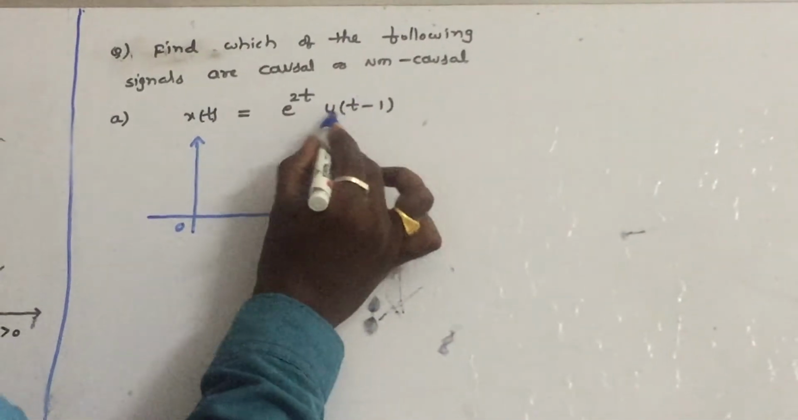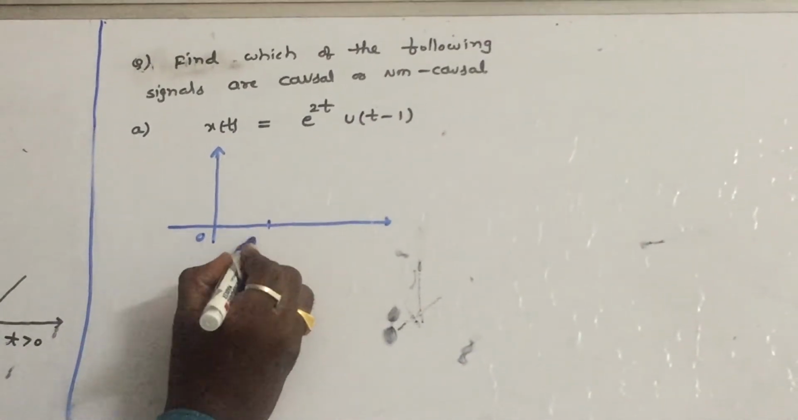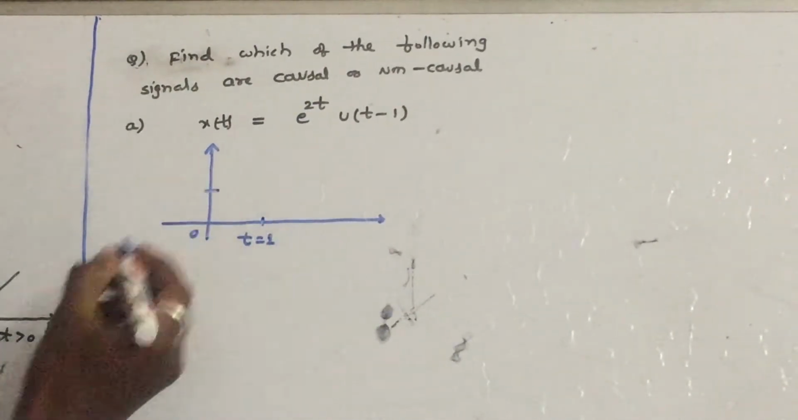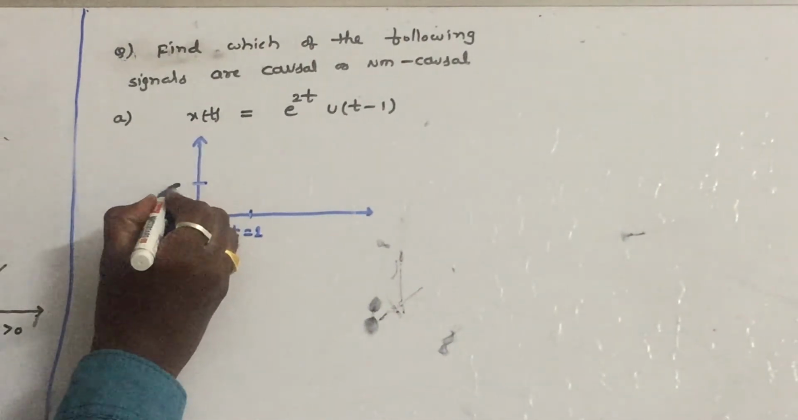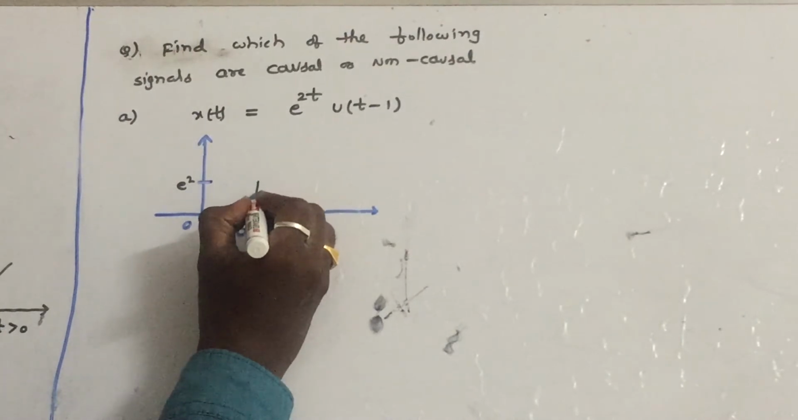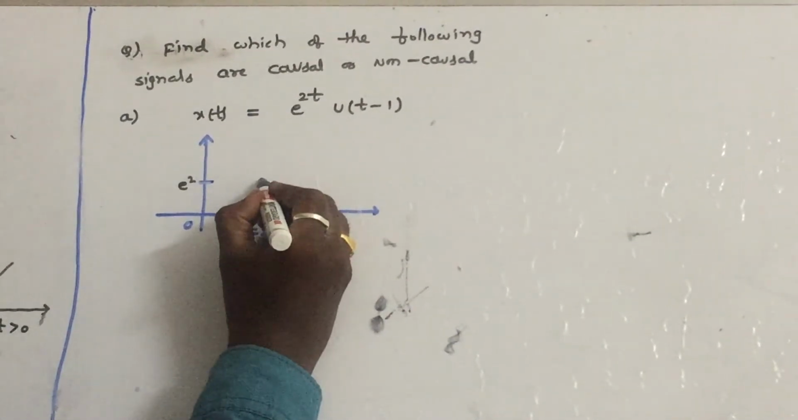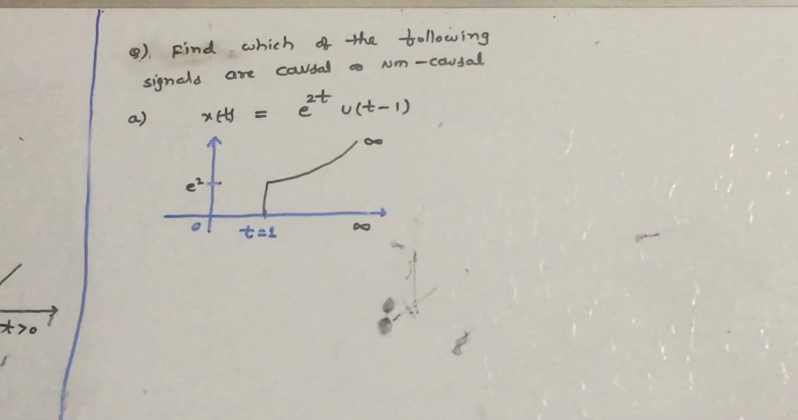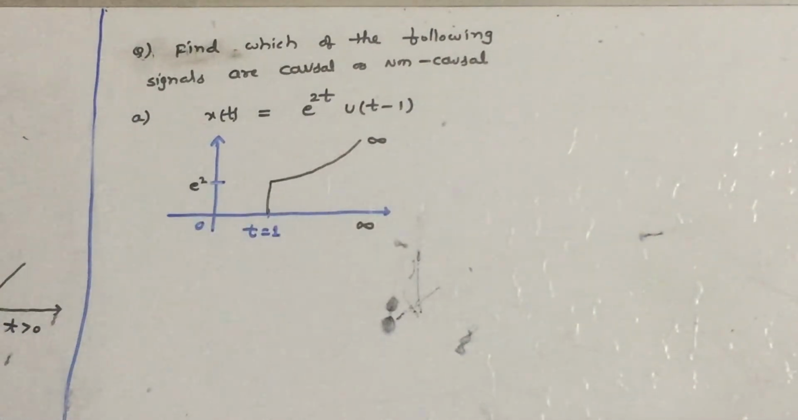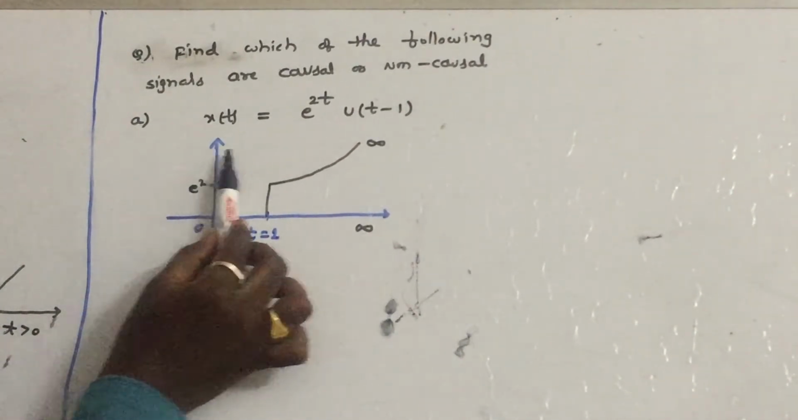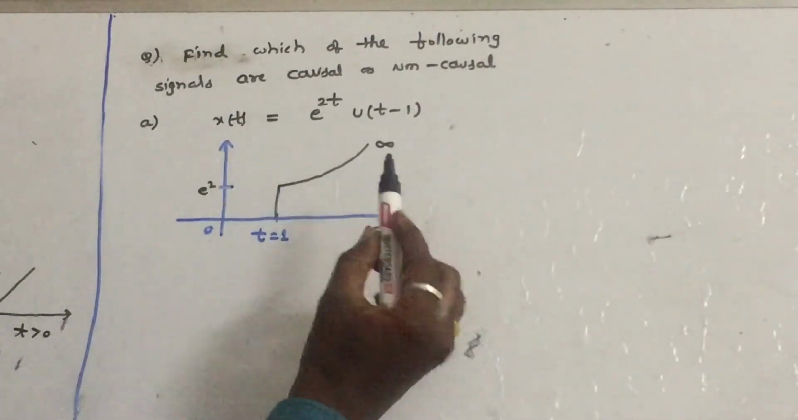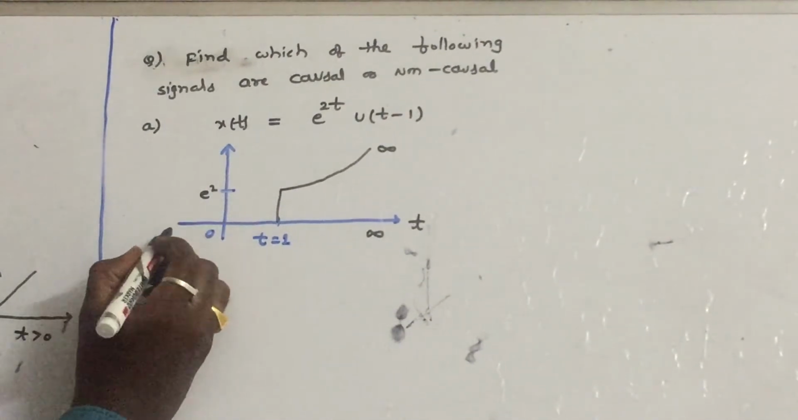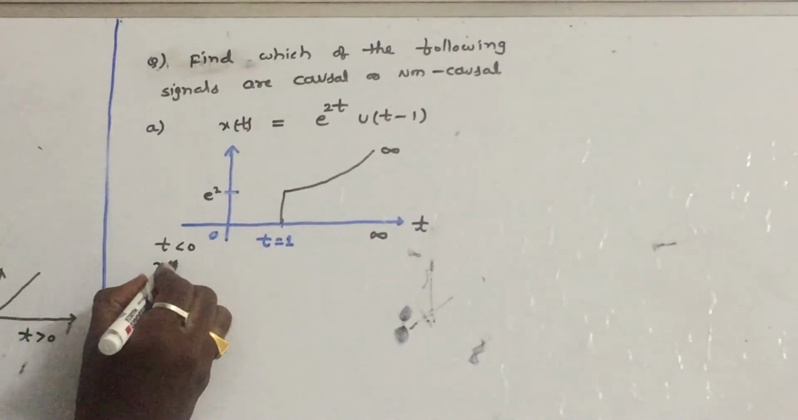As you know how to draw this basic signal, because of multiplication with u of t minus 1, this signal starts at t is equal to 1. At t is equal to 1, if you substitute, what is the value of the signal? e square. So this signal starts at e square. At t is equal to infinity, the signal amplitude reaches infinity. This is the nature of the signal you have to plot. You can see that the signal exists only for positive values of t. Therefore, which kind of signal is this? We can see that x of t is equal to 0 for t less than 0.